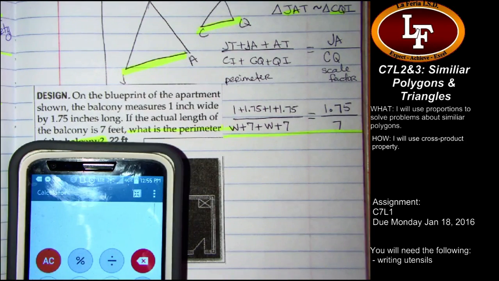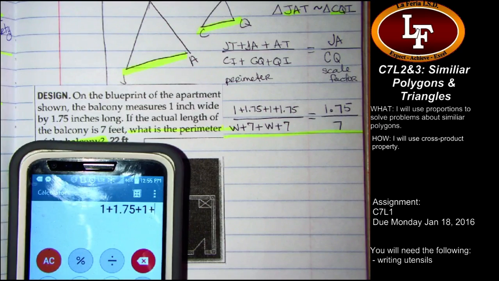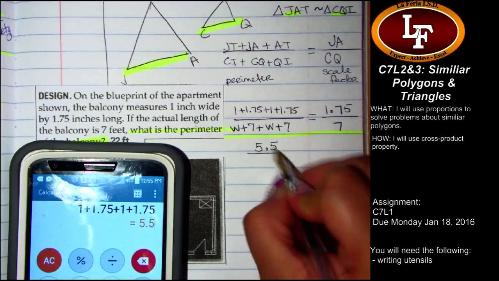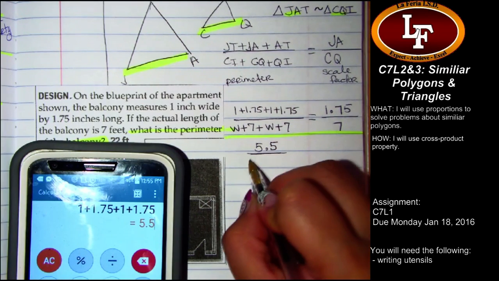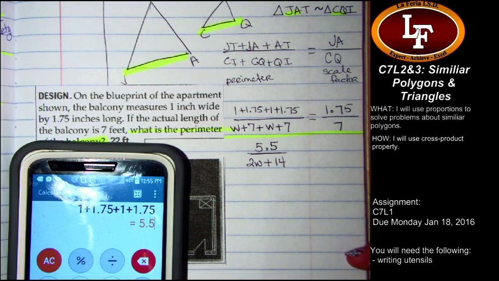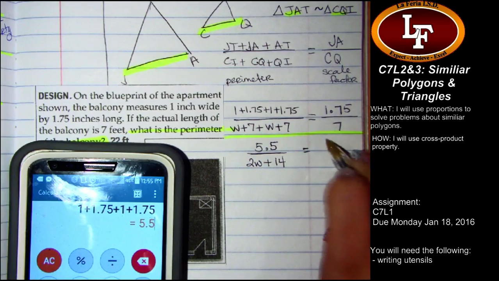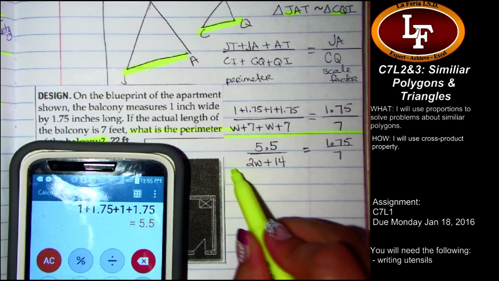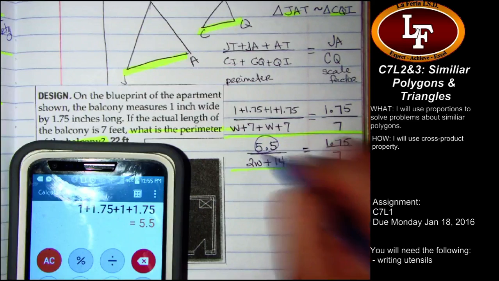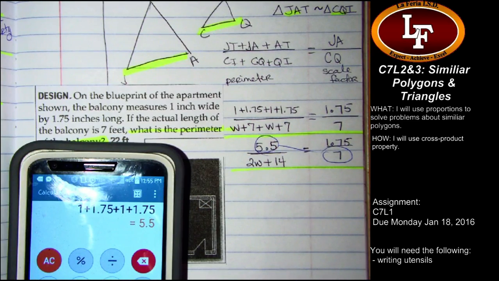1 plus 1 plus 1.75 plus 1 plus 1.75. And the perimeter of the physical drawing in the blueprint is 5.5 inches. The perimeter of the actual construction is 2 times whatever the width is plus 14. I'm not doing anything yet to the scale factor. All right, now that I've got my proportion easy to look at, I'm going to go ahead and use that cross product property to start my multiplications. And once more, I'm going back to my pocket calculator because I have no idea what 5.5 times 7 is.